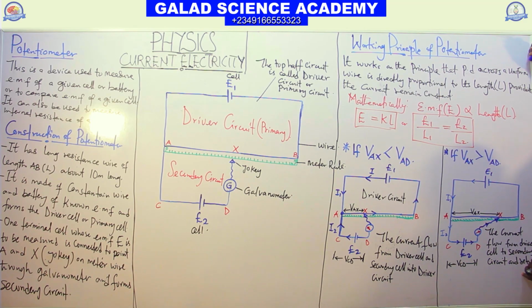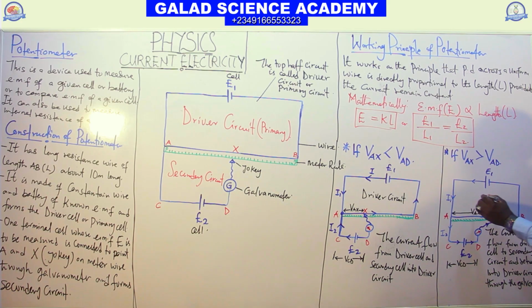And returns into the driver side, or driver circuit, through the galvanometer. Return to the driver side through the galvanometer. So the function of the galvanometer here is to detect the current.